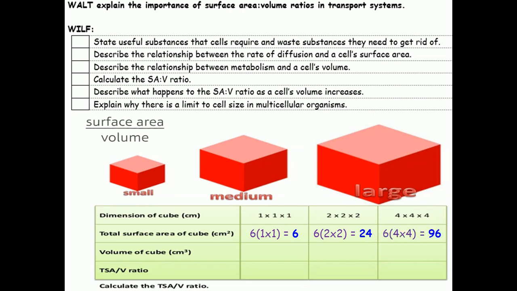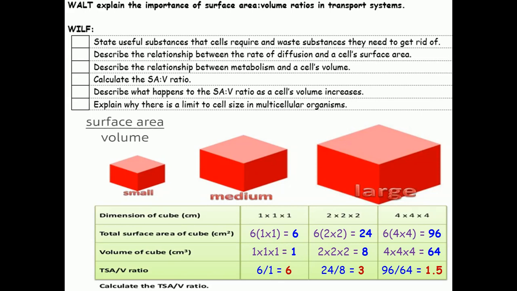So in other words, to work out the surface area, you just find out the area and you multiply it by how many different surfaces there are, in which in this case there are 6 different surfaces. And then to work out the volume, you just multiply all 3 different dimensions, so height, width and length. So 1 times 1 times 1, 2 times 2 times 2, which is 8, and then 4 times 4 times 4, which is 64. And then to calculate surface area to volume ratio is surface area divided by volume, so that's 6 divided by 1, which is 6, 24 divided by 8, which is 3, and 96 divided by 64, which is 1.5. In your exam, you might be asked to calculate surface area to volume ratio, but it might not be a cube.